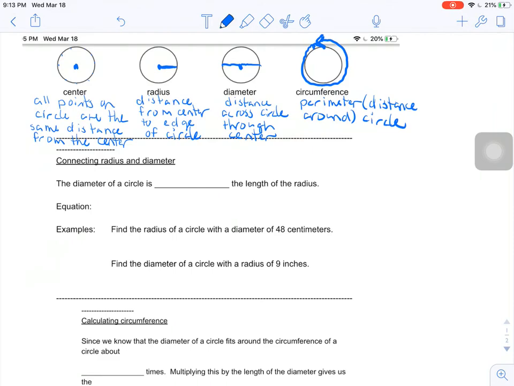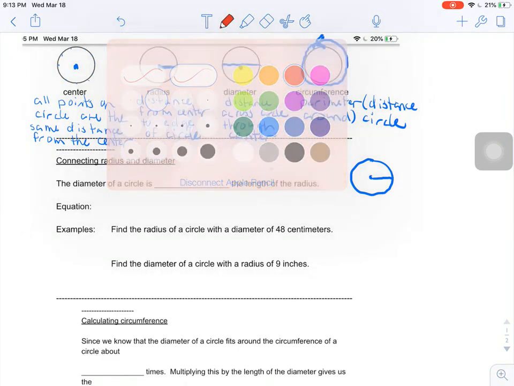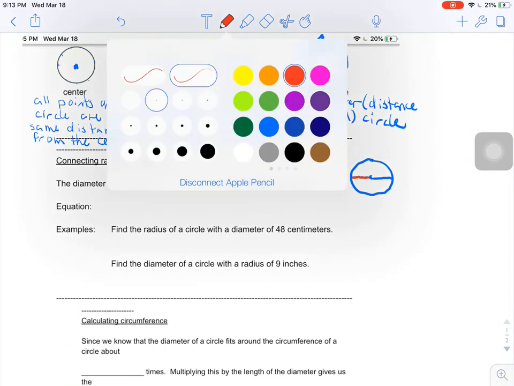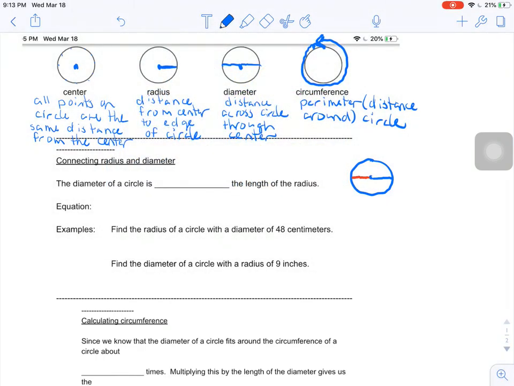If we have a circle, I'm going to draw one off to the side here. That is the radius. And if we take the radius straight across the other side, that's the diameter. The diameter of the circle is always twice the length of the radius, because it takes 2 of the radius to make the diameter. The diameter of the circle is twice the length of the radius.